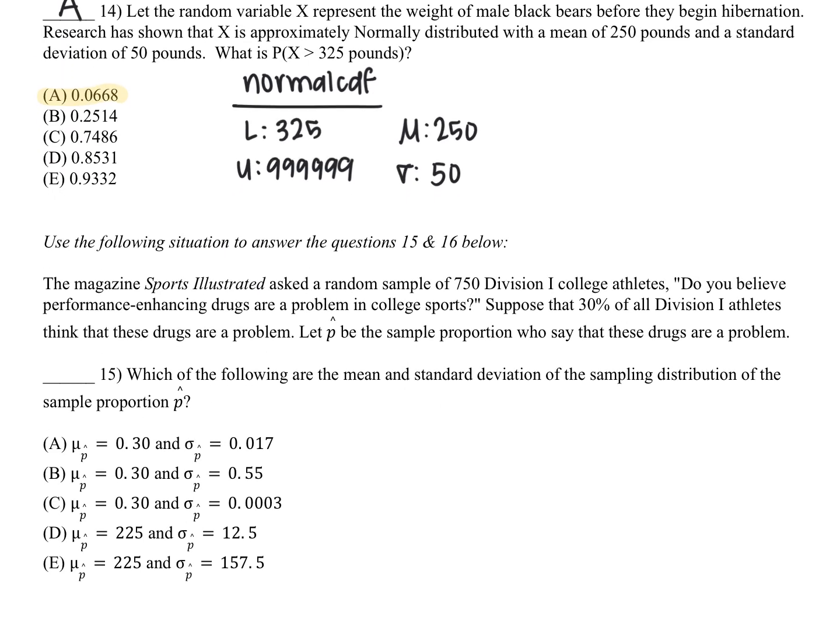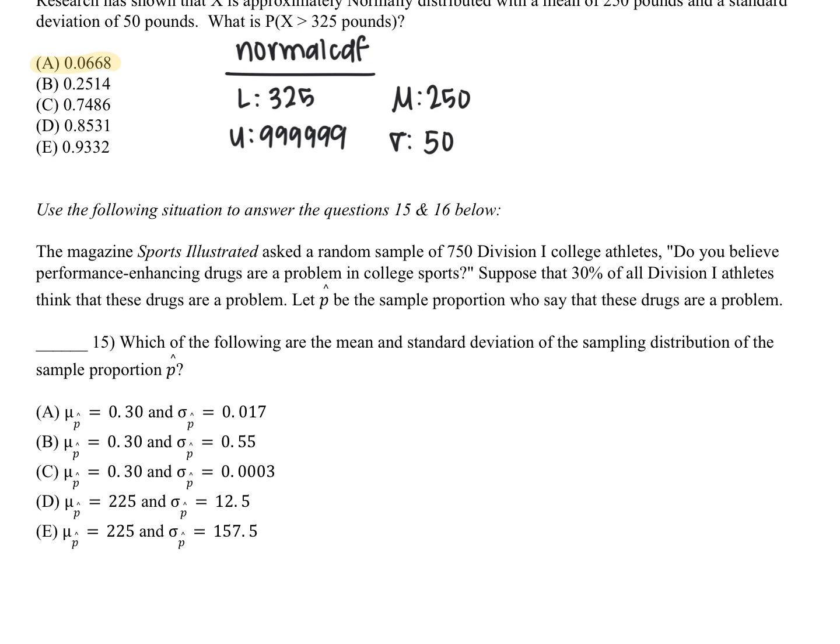All right, so next we're going to use the same problem for 15 and 16. The magazine Sports Illustrated asked a random sample of 750 Division I college athletes, do you believe performance-enhancing drugs are a problem in college sports? Suppose that 30% of all Division I athletes think that these drugs are a problem. Let p-hat be the sample proportion who say that these drugs are a problem. Which of the following are the mean and standard deviation of the sampling distribution of the proportion?